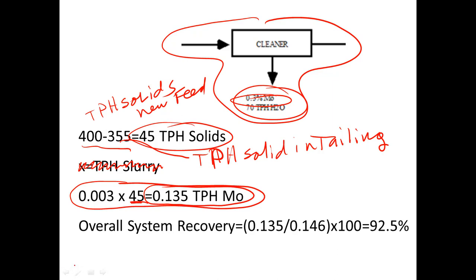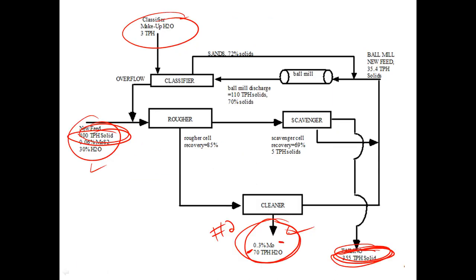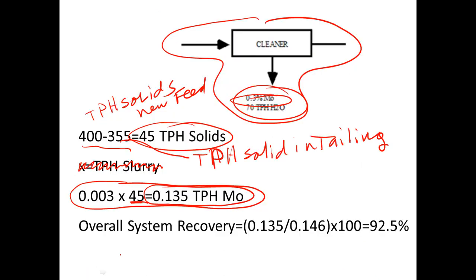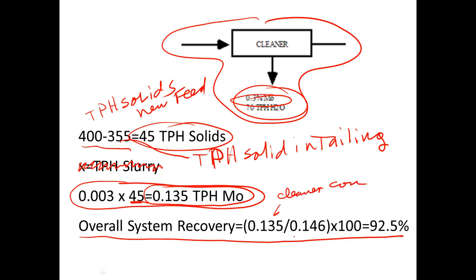So if we look at our system again, there's really only one concentrate being produced here, and if we know the molybdenum in our new feed, we should be able to calculate an overall system recovery at this point. And we can do that by taking the cleaner concentrate molybdenum divided by the molybdenum in the new feed, which we calculated earlier, times 100, gives us an overall system recovery of 92.5, which is a quite reasonable value for the overall system recovery.